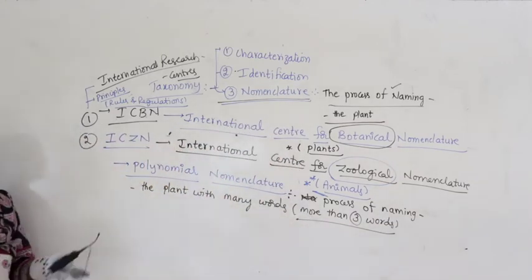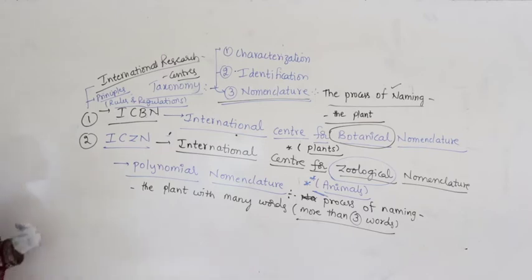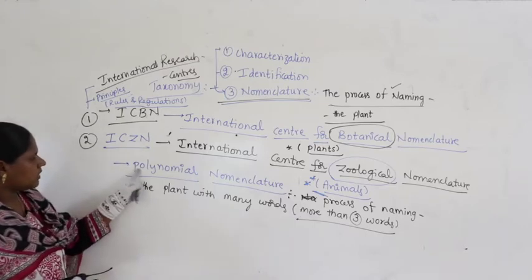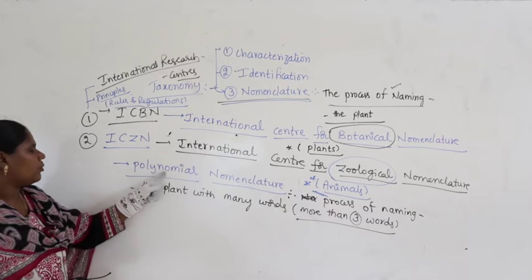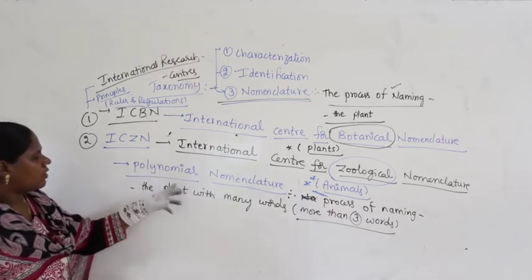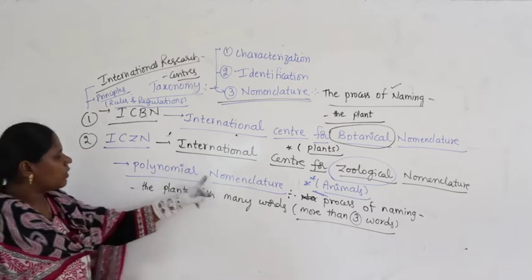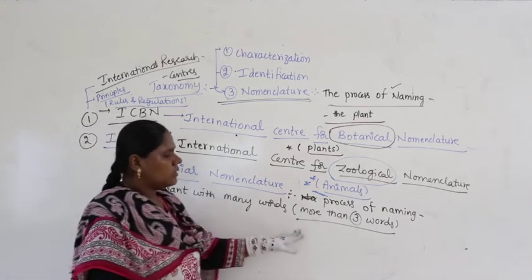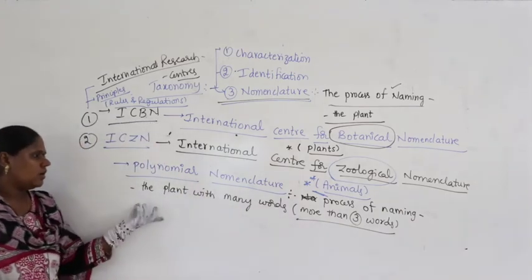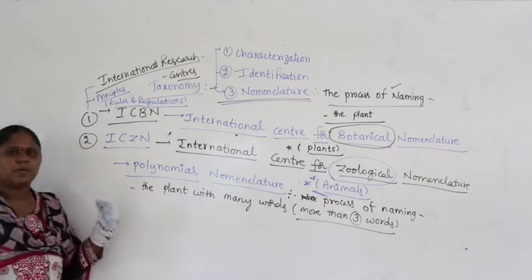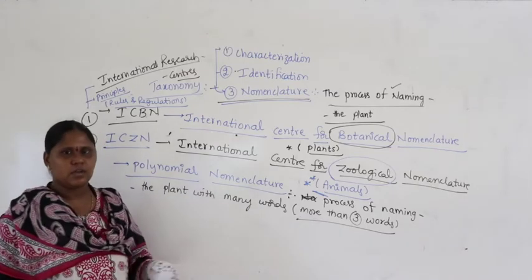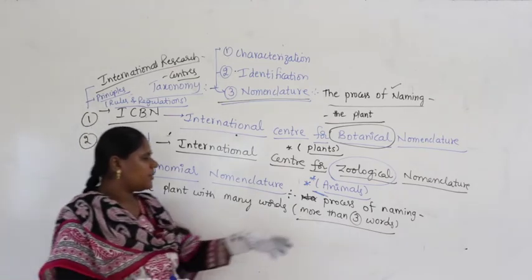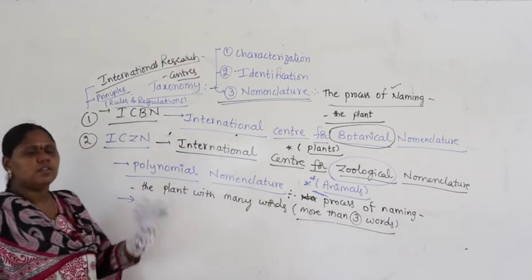So, earlier in a very ancient period of time, before the era of Carolus Linnaeus, people used to follow a type of nomenclature called polynomial nomenclature. What is polynomial nomenclature? It is the process of naming the plant with many words, more than 3 words. So the scientific name of the plant had more than 3 words. Then people thought that it may be very difficult to remember the name of a plant having more than 3 words.